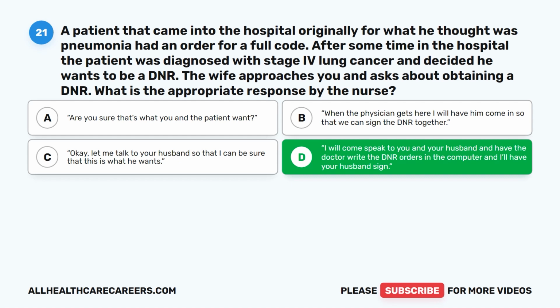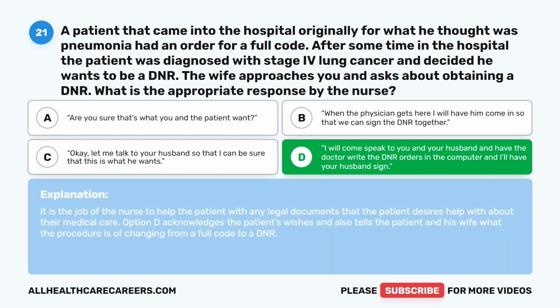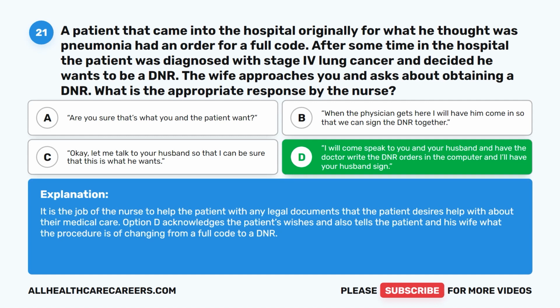The correct answer is D. I will come speak to you and your husband and have the doctor write the DNR orders in the computer, and I'll have your husband sign. It is the job of the nurse to help the patient with any legal documents that the patient desires help with about their medical care. Option D acknowledges the patient's wishes and also tells the patient and his wife what the procedure is of changing from a full code to a DNR.